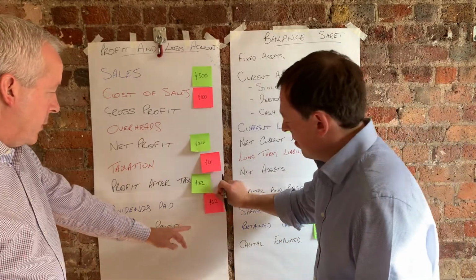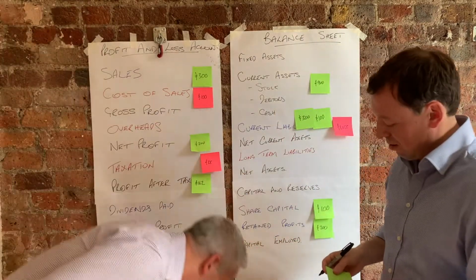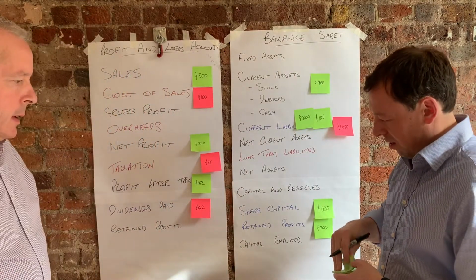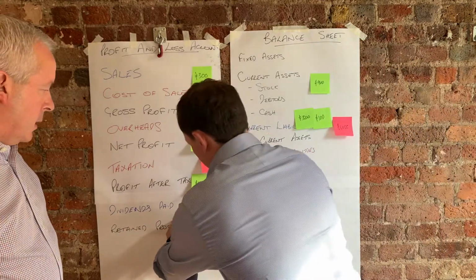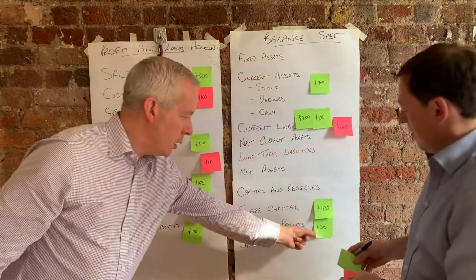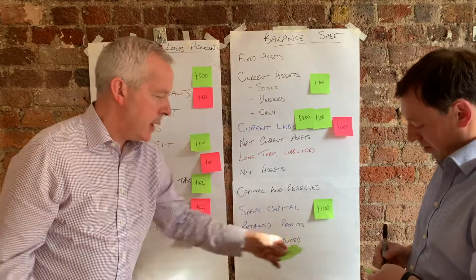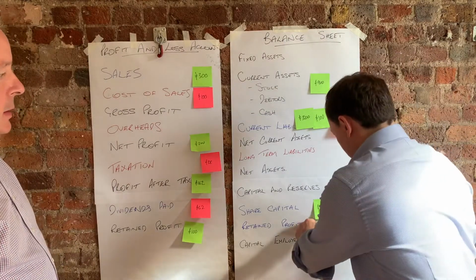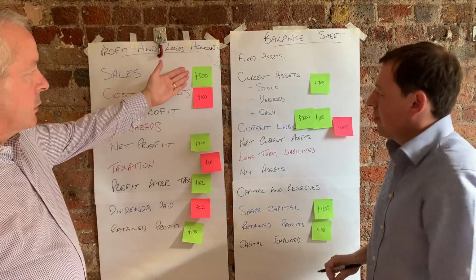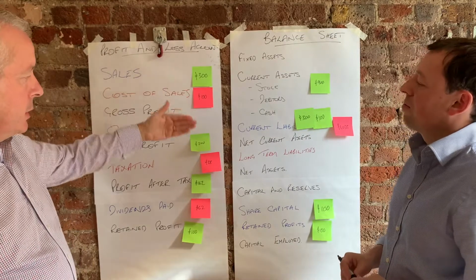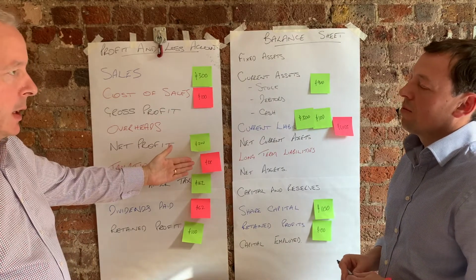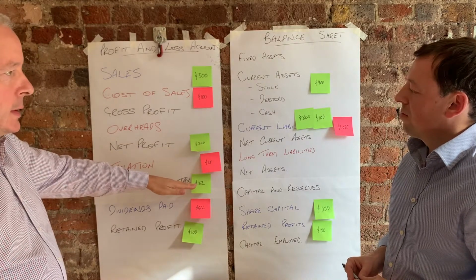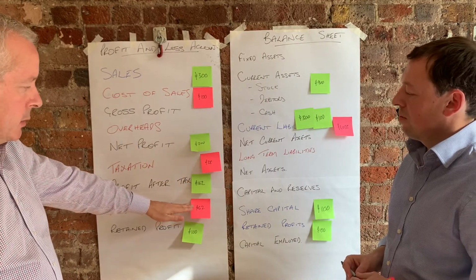And that leaves us with a retained profit of £100, which then feeds into our balance sheet here as well, £100 there, and that's us done. The end of the year, we sold some widgets for £300. They cost us £100. We made £200 profit. We've got a liability to the taxman in 9 months' time of £38. 162 profit after tax. We paid our shareholders £62.